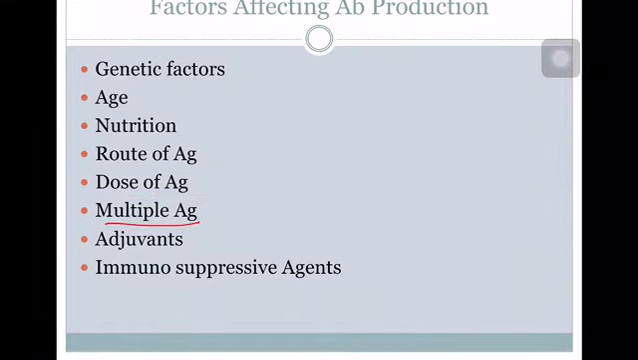The next factor is multiple antigens. Antibody response generally varies when two or more antigens are given simultaneously. The antibody response in such conditions may lead to enhanced production of antibodies, or it may be diminished. If it is diminished, that is by means of antigenic competition.